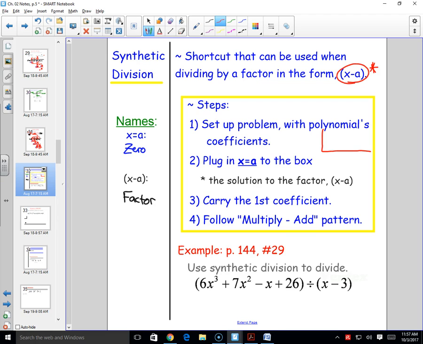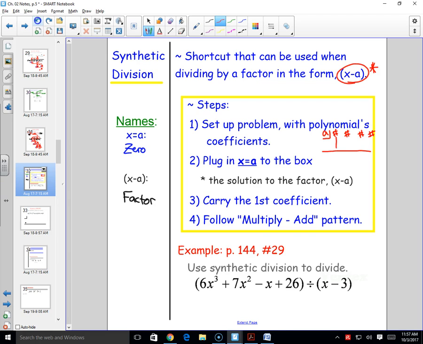I like instead what is more traditionally shown with synthetic, where you have a little box signifying the division. A is what goes in the box. The 0 goes in the box. Not the factor, not the negative a, but just the a, the 0. And then you have coefficients. I'm not going to actually make them. I could do b, c, d, but that's kind of confusing. Just coefficients for the x cubed term, the x squared term, the x term, the constant term. You're going to have a different number based on what the degree is.